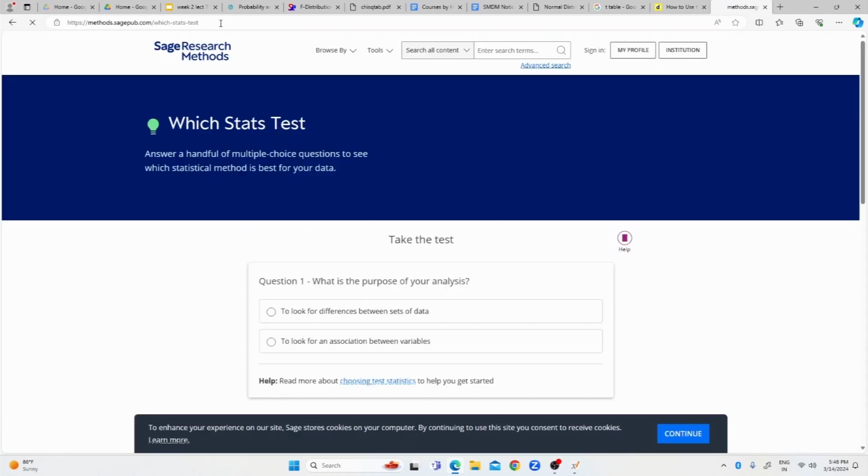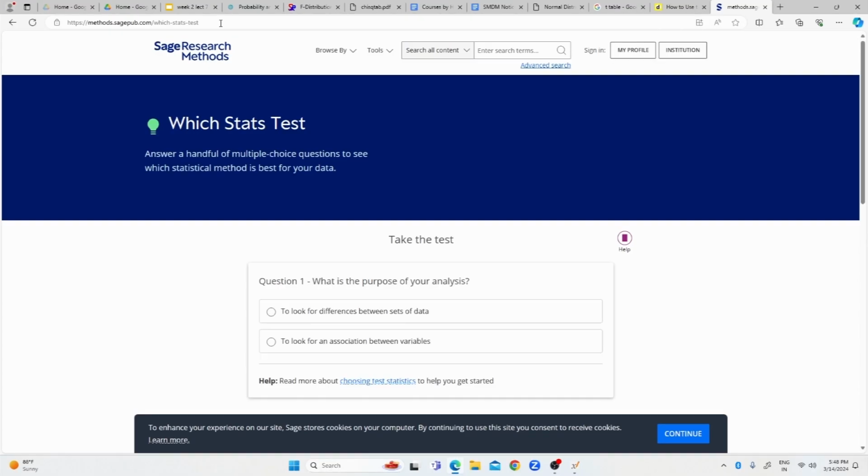Yes, this is very important. The whole of statistics is very comprehensive, and this website, methods.sagepub.com, includes lectures about all the fields, primarily statistics and business methods. Now you can see what the purpose of your analysis is. This is very important: to look for differences between two sets, or to look for association.